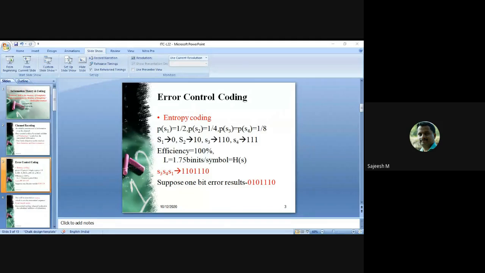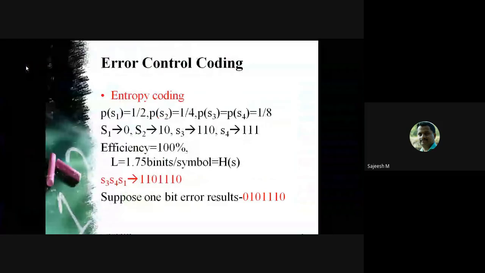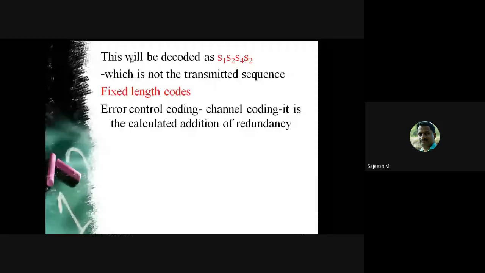We have S1 is 0, S2 is 10, S3 is 110, S4 is 111. S1, S2, yes, S4, S1. Yes, you are correct. Okay, this will be decoded as S1, S2, S4, S2.